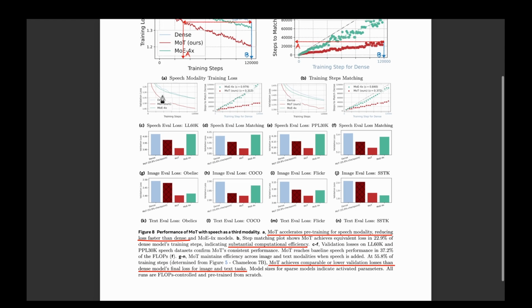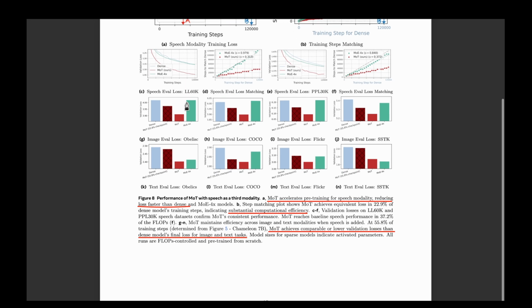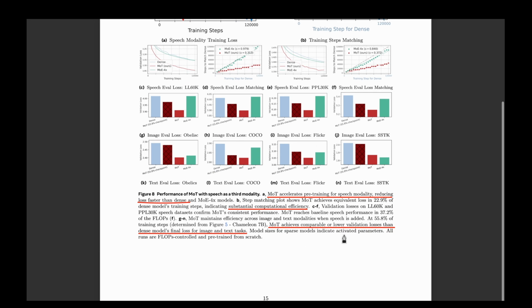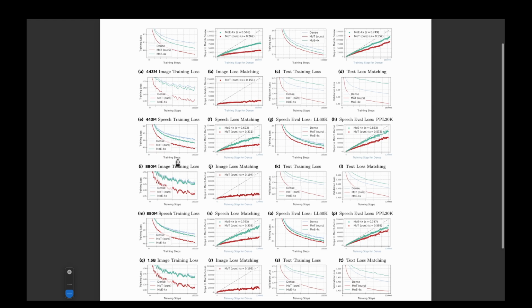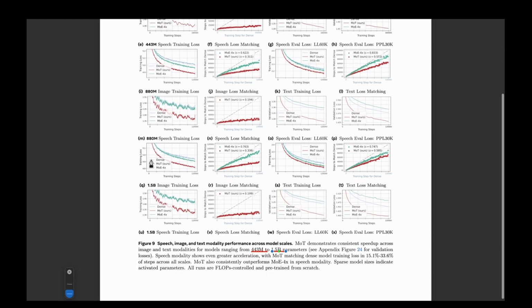You can see that the validation loss is pretty low as well compared to the dense one or the mixture of expert one. So they say that MoT achieves comparable or lower validation loss than the dense model's final loss of images and text tasks. They go on to try out different variants of the model, as in they start from a 443 million parameter model all the way up to a 1.5 billion parameter model. And in all the cases, they show that mixture of transformer is far better and compute efficient.